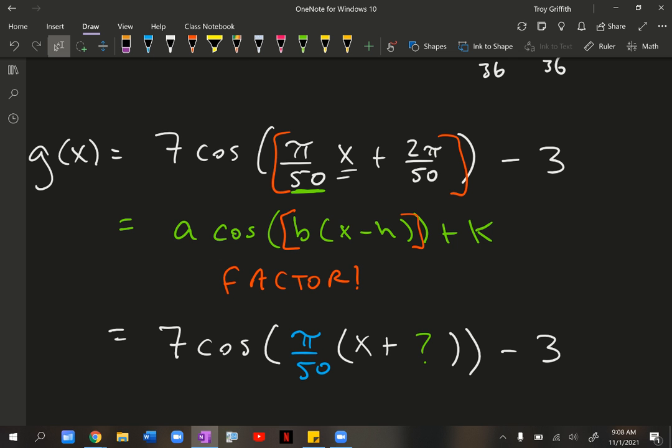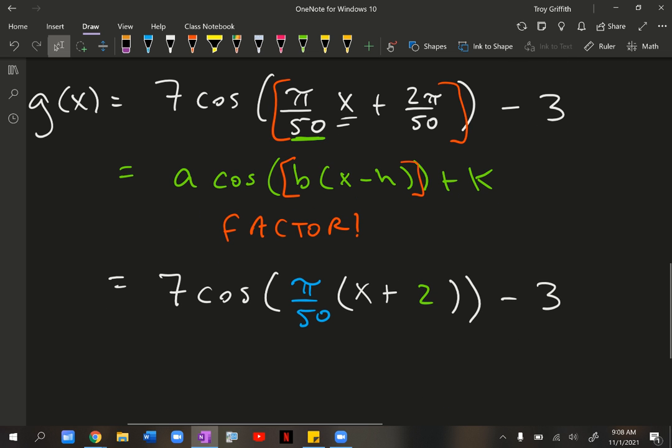So guess what? If this term was a 2 pi over 50 and I took a 1 pi over 50 out of it, I would have a 2 left over. And you could always double check this by just redistributing this back in. Pi over 50 times x is pi over 50 times x. Pi over 50 times 2 is 2 pi divided by 50. So this looks good. So now I've got this thing.